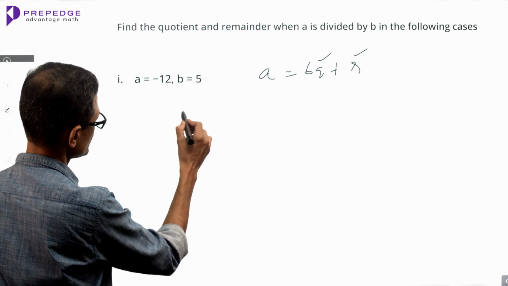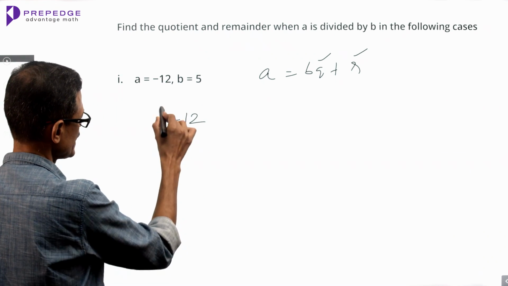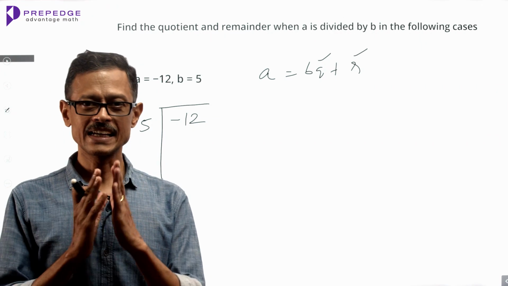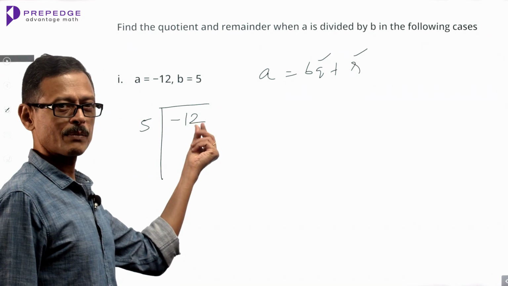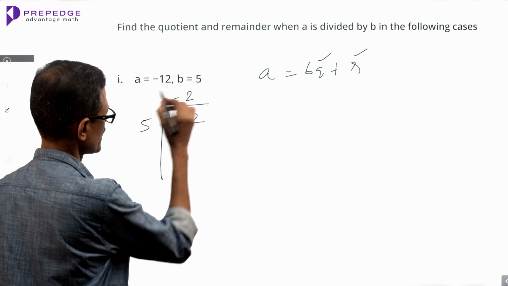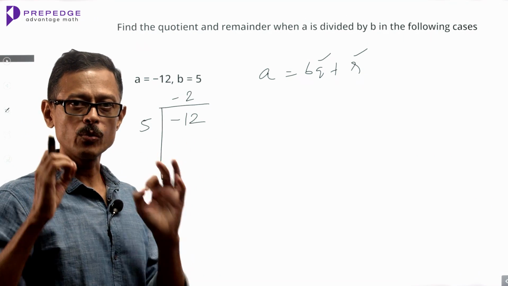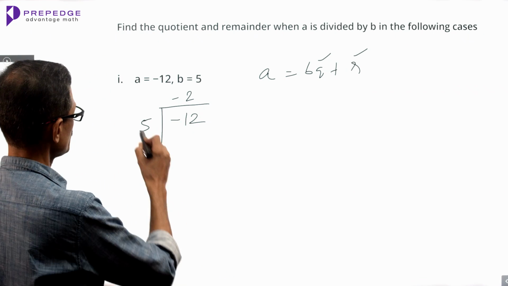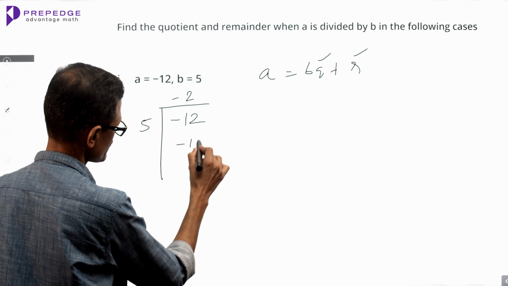Right. I'm going to do the long division itself. No need to struggle too much. -12, I'm dividing it by 5. Obviously the quotient will be negative. If this were 12, what would we have done? We would say 12 divided by 5 gives quotient 2. Here it is -2 quotient, right? You should not do it this way. We are seeing what will go wrong with it and then we'll correct it. So 5 into -2 will make it -10.